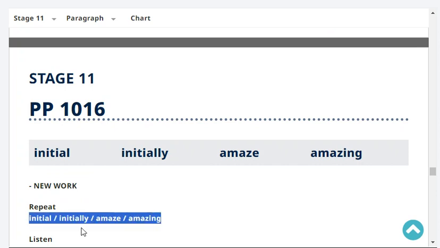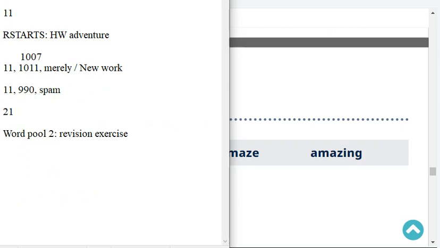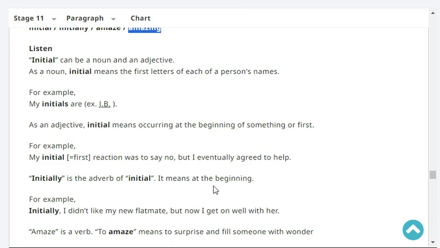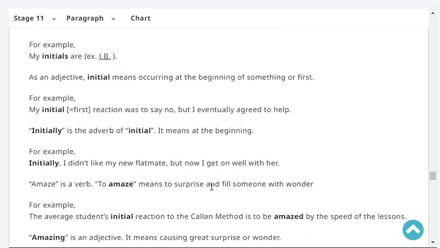Next, repeat. Initial, initially, amaze, amazing. Very good. Okay, listen. The word initial can be a noun and an adjective. As a noun, initial means the first letters of each of a person's name. For example, my initials are AR. As an adjective, initial means occurring at the beginning of something, first. For example, my initial reaction was to say no, but I eventually agreed to help. Initially is the adverb of initial. It means at the beginning. For example, initially I didn't like my new flatmate, but now I get on well with her.